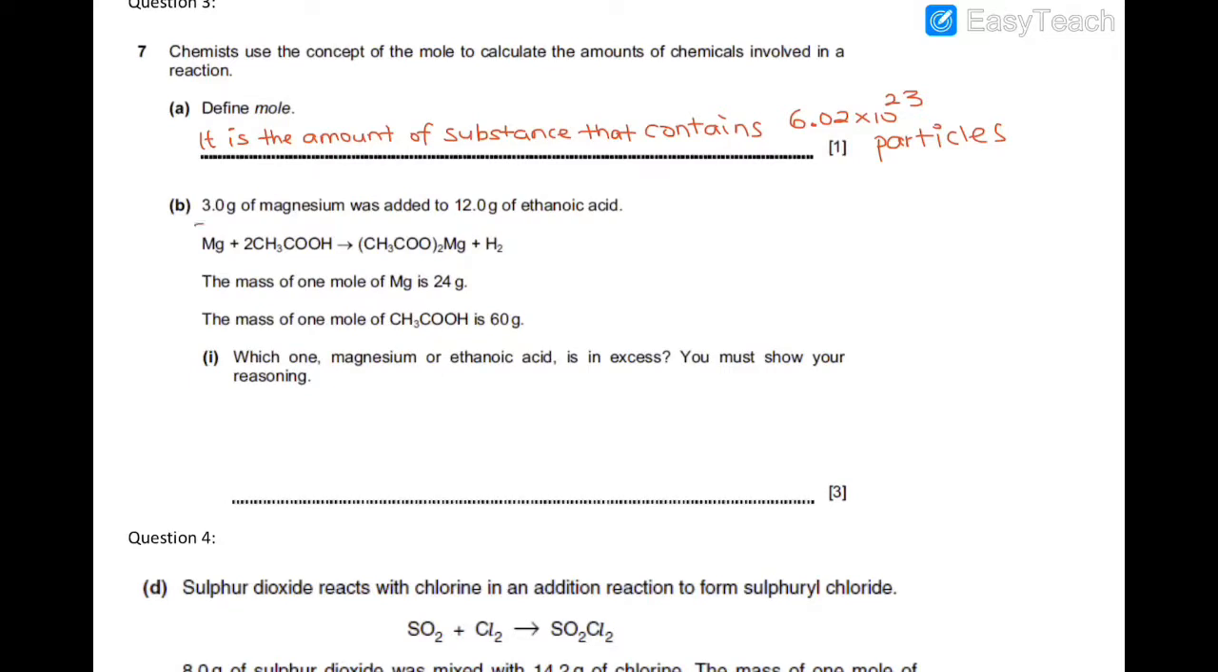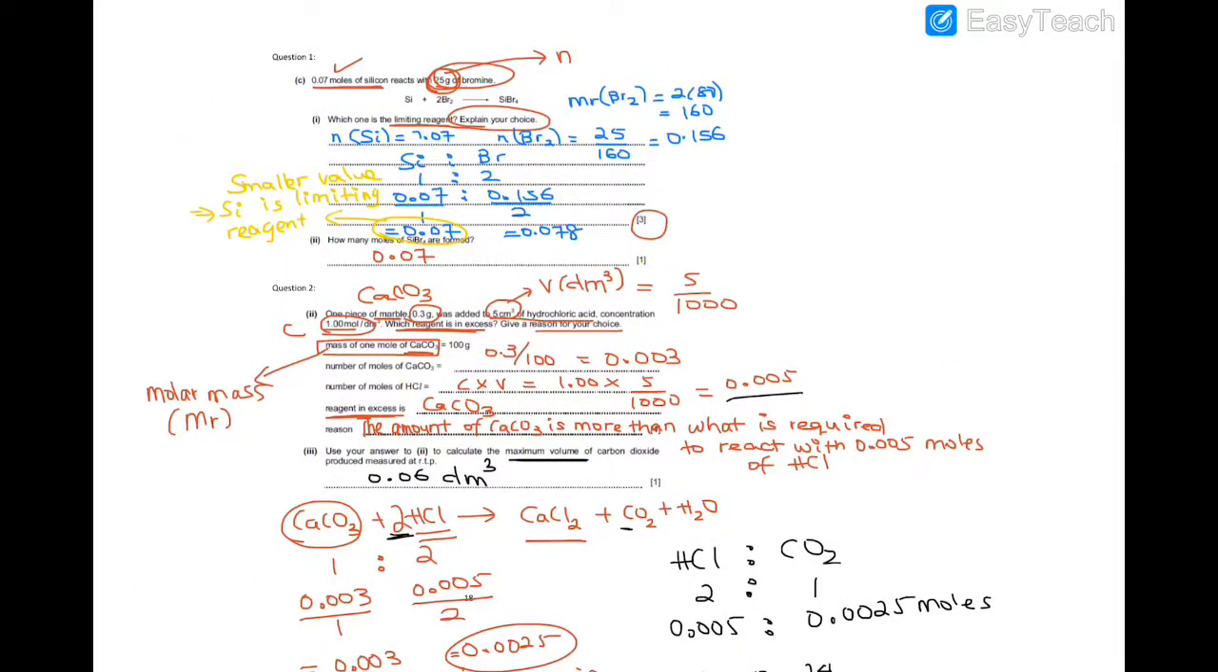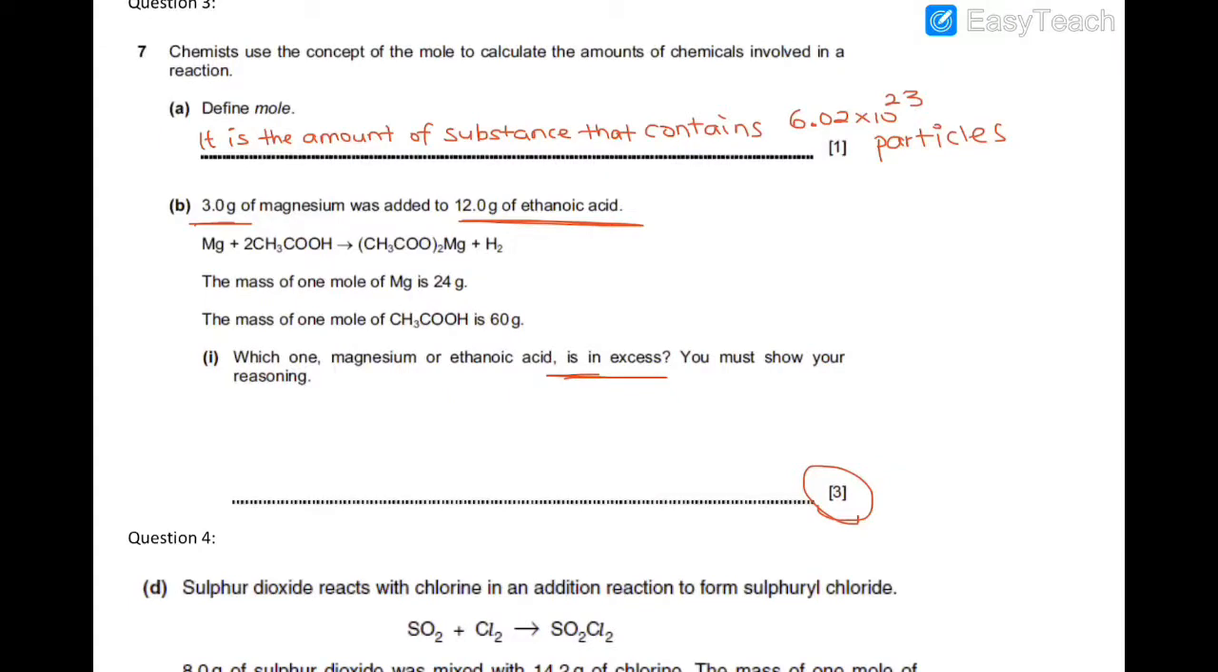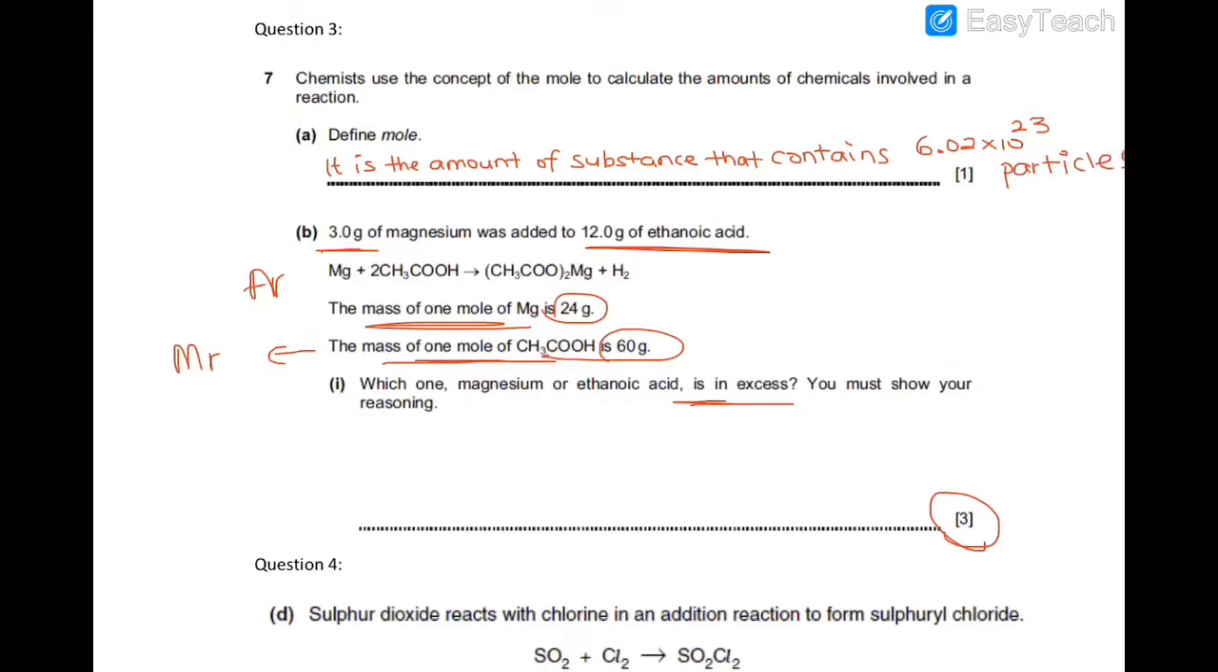The second part: you have the mass of magnesium, you have the mass of ethanoic acid, and you need to find which one is in excess, and you need to show your reasoning. You see, again, it's 3 marks. So you will need to find the number of moles of each one. Here, the mass of 1 mole of Mg is given. This is the molar mass, which is the MR, or in this case, the AR here. And the mass of 1 mole of ethanoic acid, this is the MR. This is already given, so no need to go and calculate it.